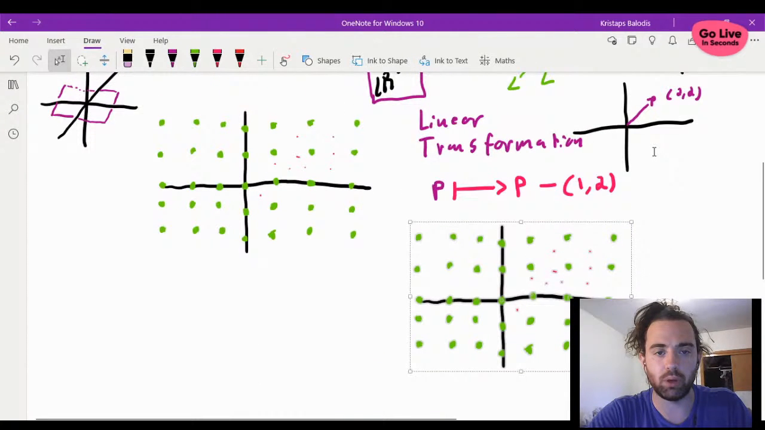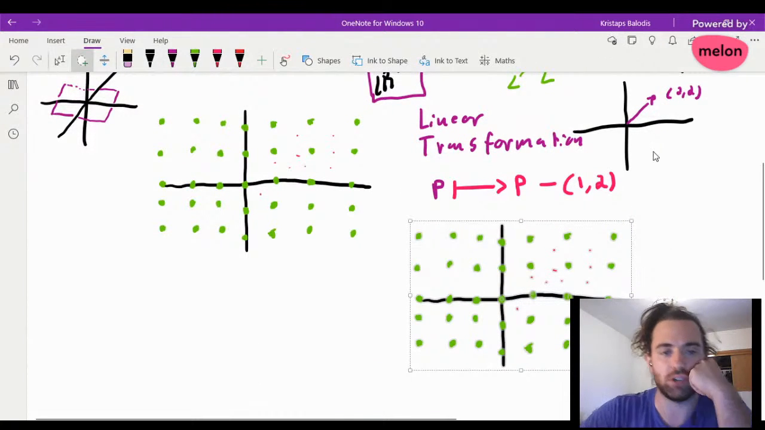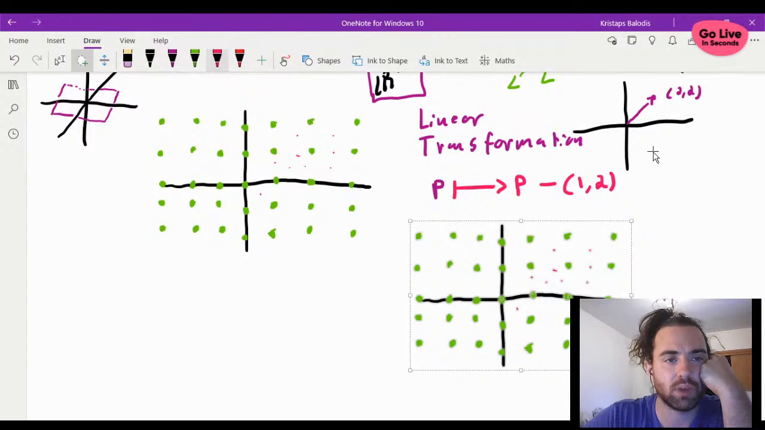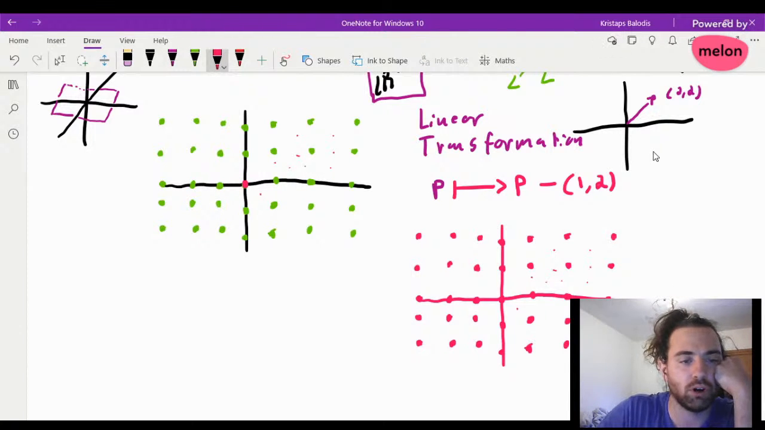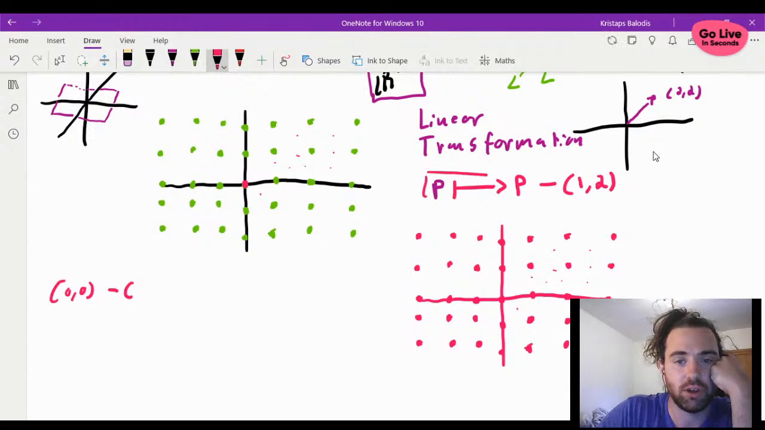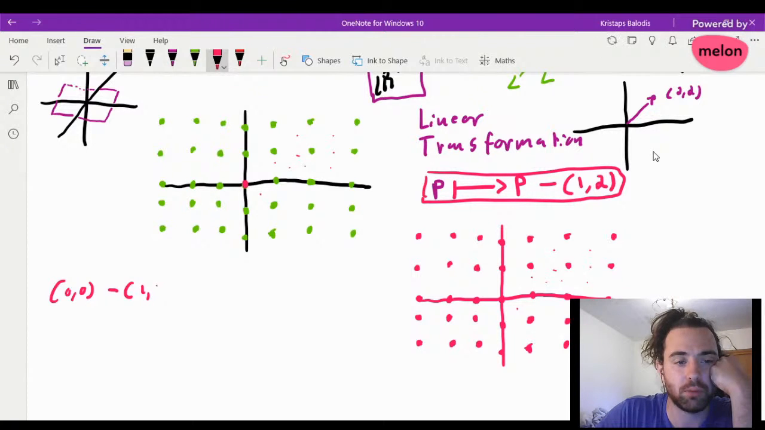So what I'm going to do down here is write where the resulting point goes. Maybe I can even do this on the original grid. So for example, let's start with the point (0, 0). Where does this point go? According to this rule I'm defining, the point (0, 0) becomes (0, 0) minus (1, 2). So in other words, it becomes (-1, -2). So where's that point on our grid? Well, here is (-1, -2). It's down here, right? So the point goes down here.